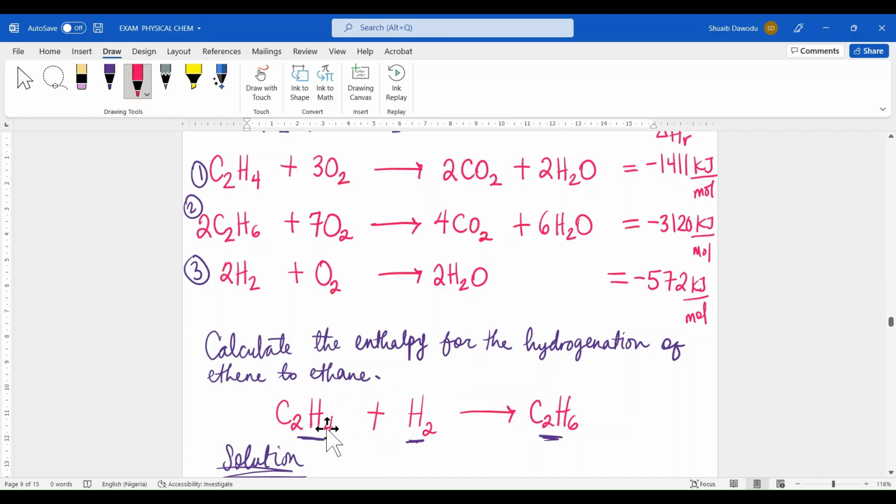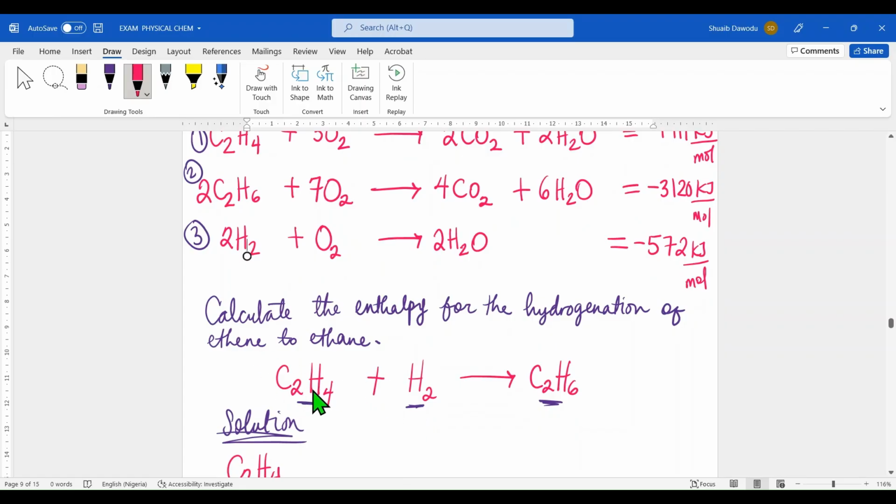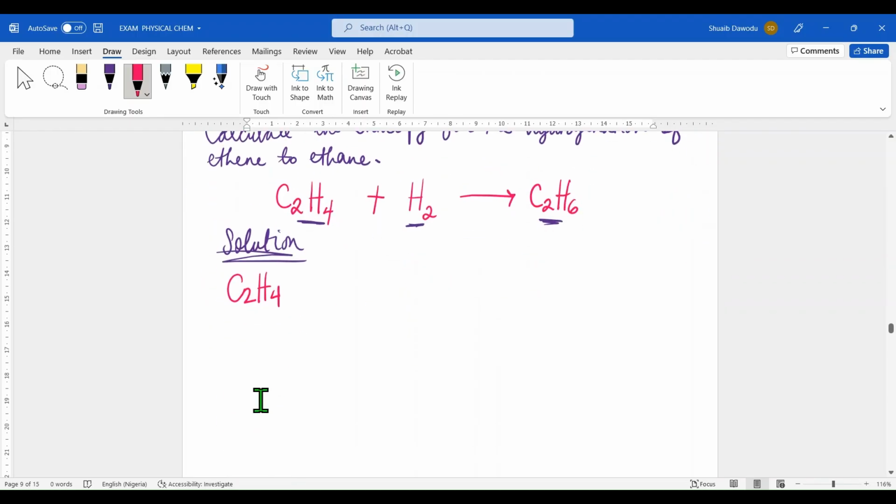So basically, I have to look for where C2H4 is in equation 1, 2, or 3, and wherever it is, that is the reaction that produces C2H4 or that has C2H4 as its reactant. When we look at equation 1, we see that C2H4 is in reaction 1. Since equation 1 in the data and the general reaction we're solving for are the same, meaning there is no situation where one is on the product side and one is on the reactant side, or one has more molecules than the other, we're just going to leave equation 1 as it is.